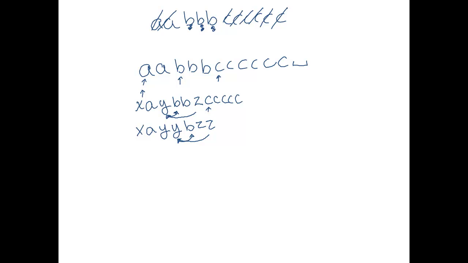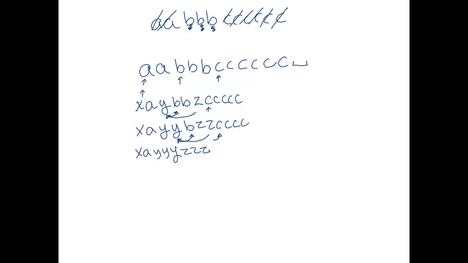Okay, let me fill in the rest of the string. So this is where I'm at. All right. So now I replace this B with a Y. I skip over any Z's. Again, not interested in those. And now I'm looking at this C right here. I replace it with a Z.